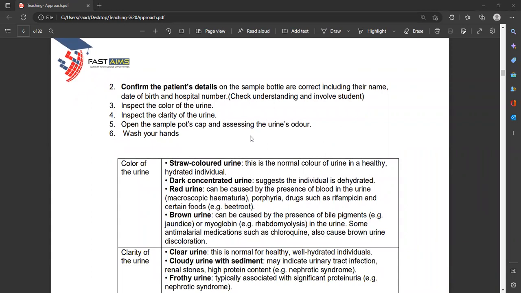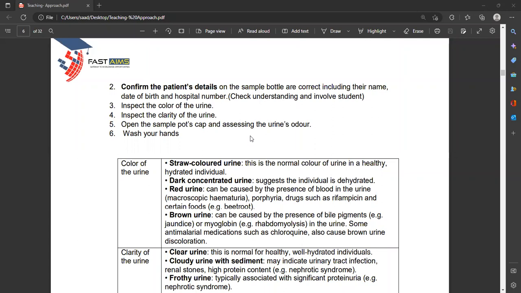Inspect color. Now you have the urine in your hands and you're going to inspect color. One way is that you can involve the student. I suggest that you ask, okay, John, what is the normal color of urine? Everyone knows it's straw colored. John is a 3rd year medical student. He should know that it's straw colored. So you can involve the student.